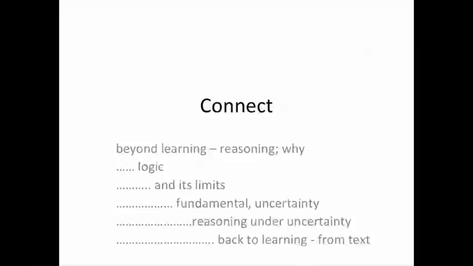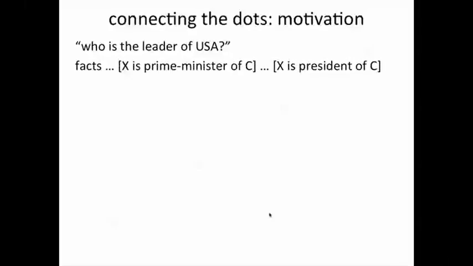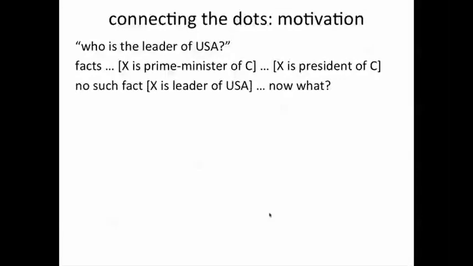So here we go. To motivate why we might need to connect the dots and go beyond mere learning and search, consider the following question. Who is the leader of the USA? And consider asking this question of a search engine or any web intelligence system. The system might be aware of some facts, such as X is the prime minister of some country C, X is the president of another country C, and many such facts for different values of X and C. But there is no such fact that X is the leader of the USA.